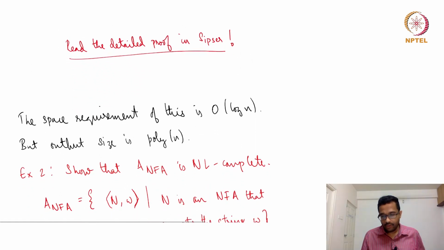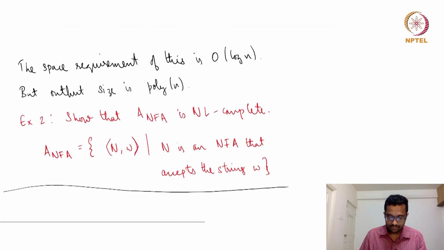Right? So again, this is an example of a case where the reduction is in log space, but the output size is polynomial, right?